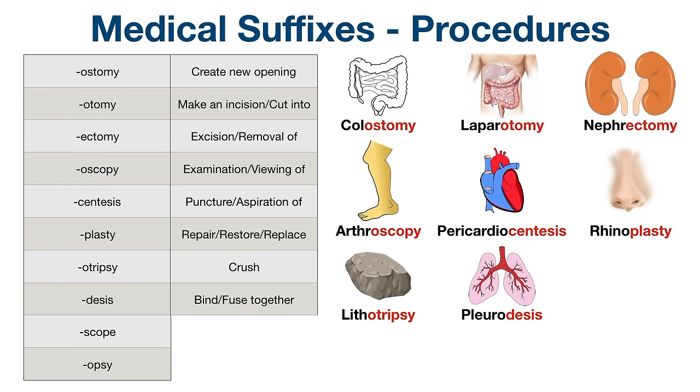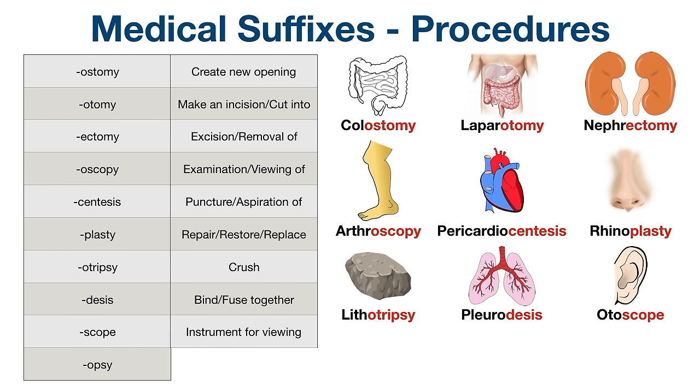The next suffix is desis, which means binding or fusing together. For example, pleurodesis is the procedure of fusing or adhering the layers of the pleura together. Remember, the pleura is the thin membrane covering the lungs and lines the inside of the chest wall. And this prevents the buildup of fluid or air in the pleural cavity.